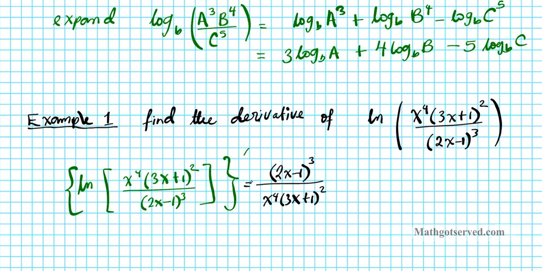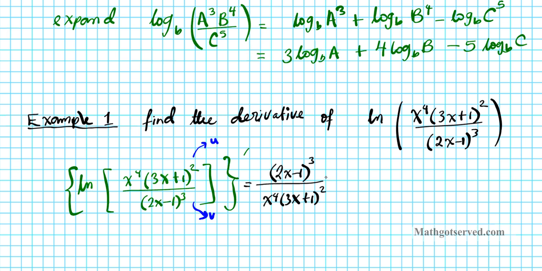And then I'm going to apply the quotient rule to this expression, okay? So the top is u, and the bottom is v. You know what the quotient rule is, right? The quotient rule is vu prime minus uv prime over v squared.